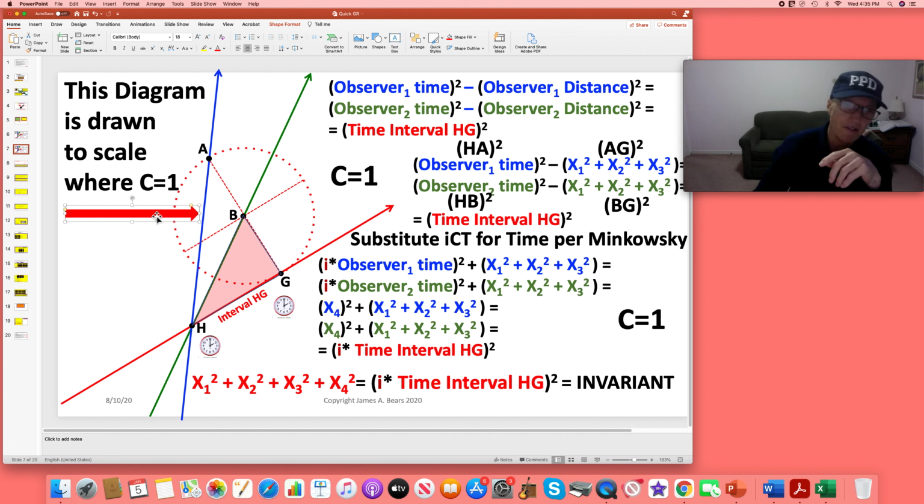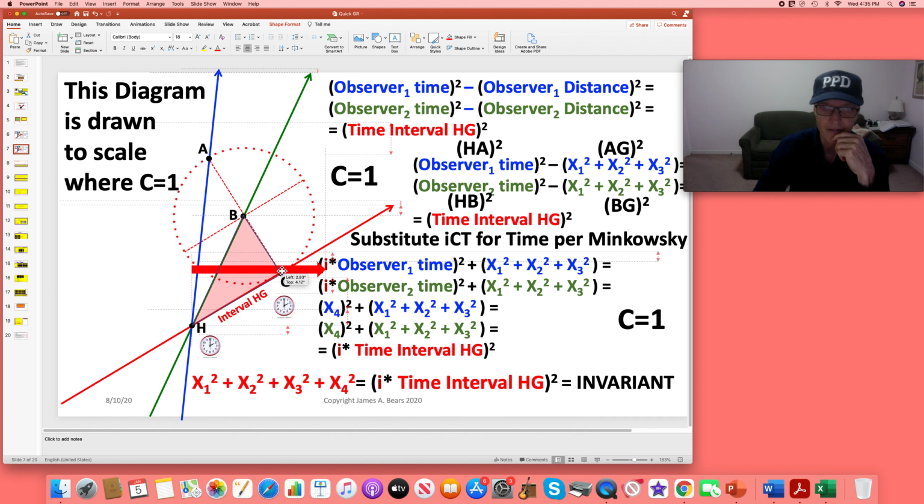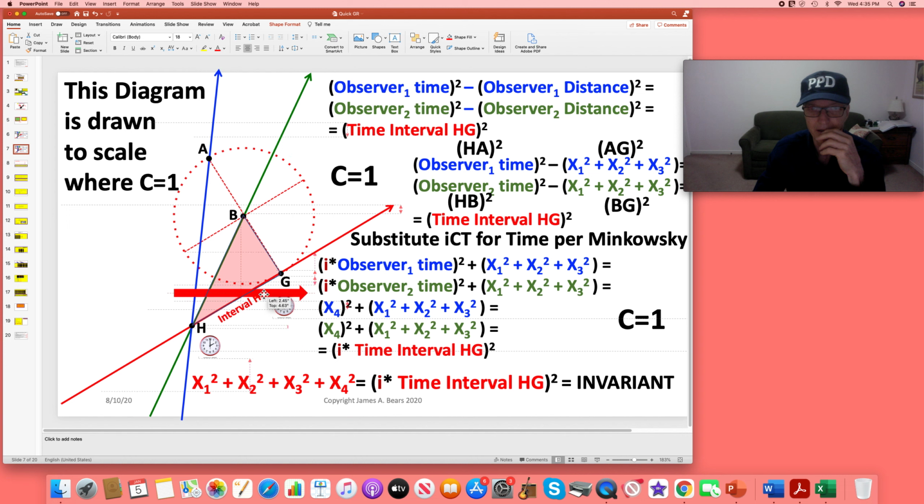So we're going to substitute ICT for time per Minkowski. And remember, I put C equals 1, so we don't have to worry about the C. That's why I did it. You just put the I in there. So for all the times, you have to multiply by I. I did that, okay? And notice there's a negative sign here. Well, when you do a negative on one term, you have to do negative on the other term too, and on the other side of the equation as well, if you negative one part.